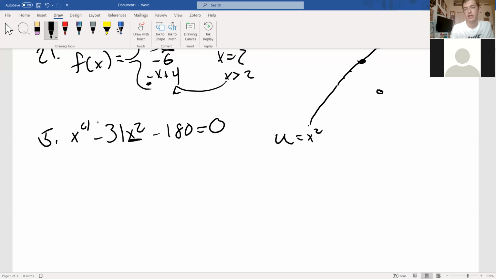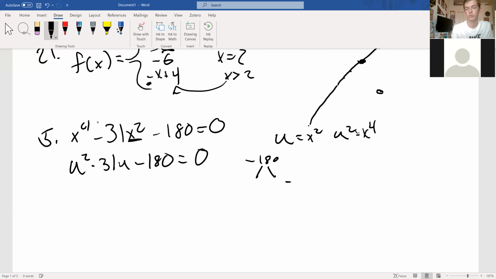And then that naturally makes it so that u squared is equal to the first one, x to the fourth. So then now I can just write my u substitution. So u squared minus 31u minus 180 equals 0. And now it looks like something that I can work with. So I just have to find something that multiplies to 180 and adds up to negative 31. I would have no idea off the top of my head, but the answer that they got is positive 36 and a negative 5.